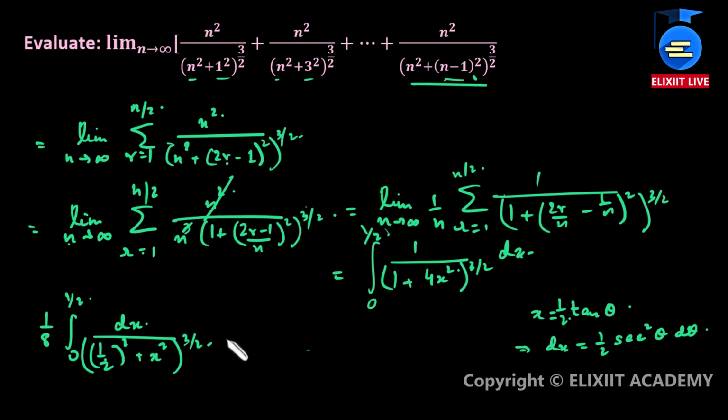Okay. So what this will be? This is 1 by 8 times integration 0 to. You put x equals 0, this will still remain 0. Lower limit will be 0. You put x equals half over here, so this half will cancel out. Tan theta is equal to 1, theta is pi by 4. 0 to pi by 4 is the new limits. Dx is half sec square theta d theta.